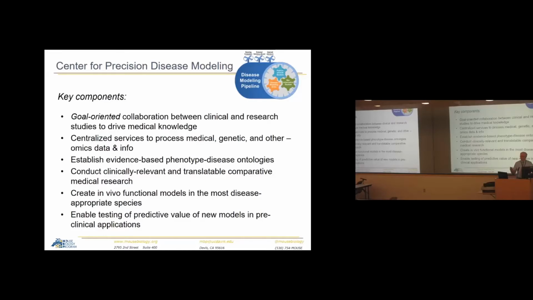So the key components of a Center for Precision Disease Modeling would be a goal-oriented collaboration between the clinical and research communities, to provide centralized resources and services, to establish evidence-based phenotype and disease ontologies, to conduct clinically relevant and translatable comparative medical research, again, getting to patient proximity, to create in vivo functional models in the most disease-appropriate species, again, getting away from just the mouse, but especially with the advent of CRISPR, which is genome agnostic as well. We can now use CRISPR for anything, as you've been obviously reading in the scientific as well as the public press. And then also enable the testing and predictive value of new models in preclinical applications.